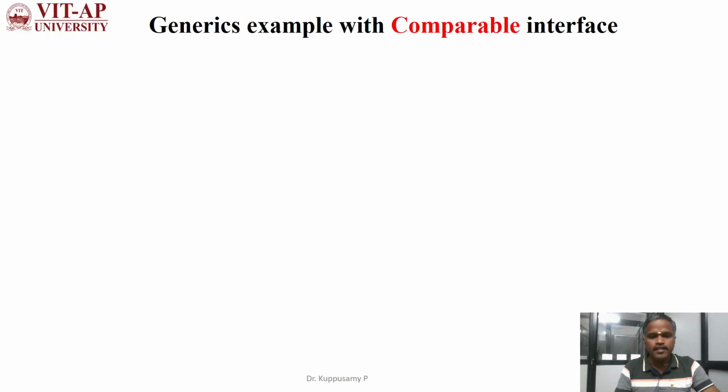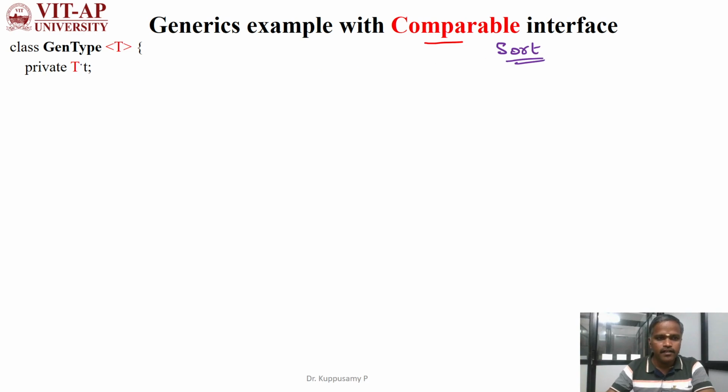Hi, in this session we will discuss the Comparable interface in Java generics. The Comparable interface is used to sort the elements available in the object, right? For that we are going to see an example.